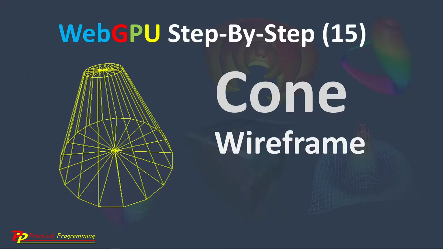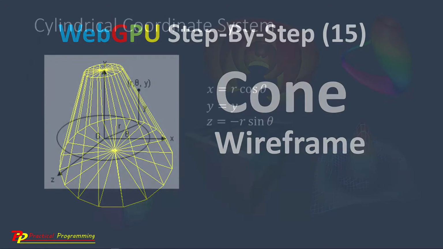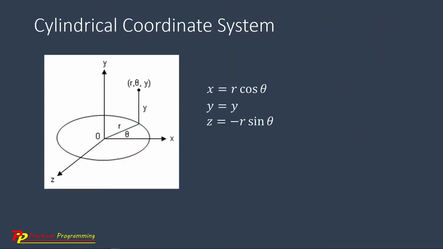The main purpose of this example is to illustrate how to construct vertex positions for 3D objects in different coordinate systems. Here, we will use the cylindrical coordinate system as shown in this figure. This x, y, z coordinate is related to the r, theta, and y variables defined in the cylindrical coordinate system.